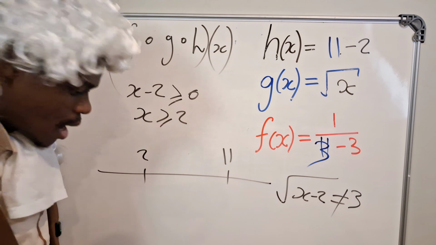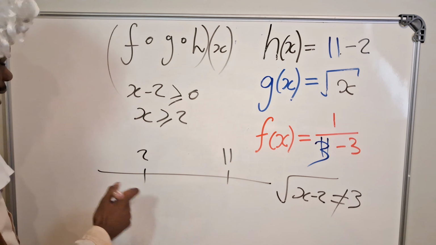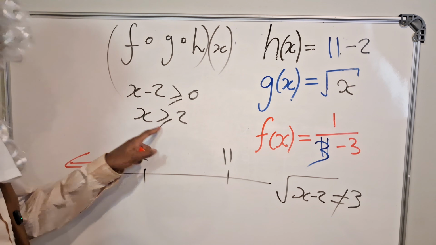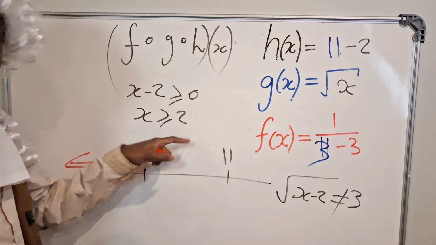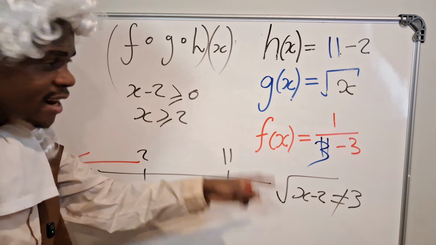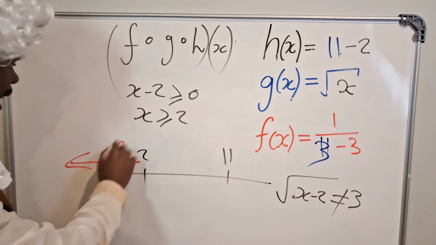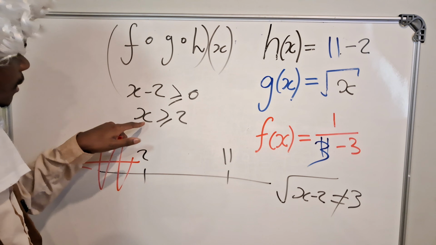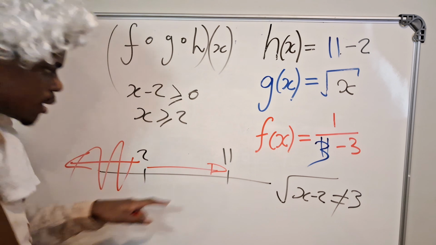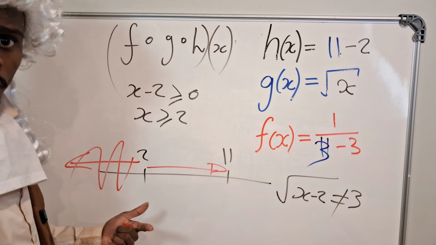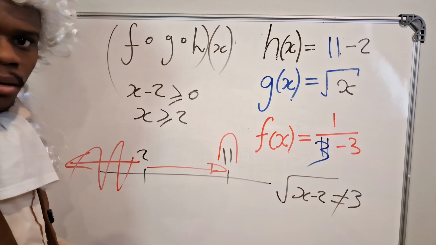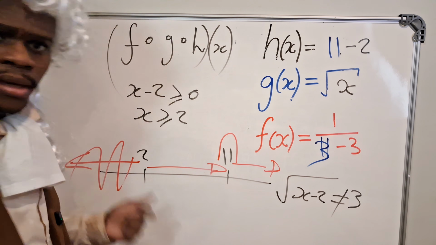Now let's check them out. Anything to the left of 2 does not work. Why? Because x has to be greater than or equal to 2. You can try it out. Take any number less than 2. It's not going to work. It's going to crash somewhere there. So this side does not work. But x can be greater than or equal to 2, so x can be all these values here. But it cannot be equal to 11. So we're going to skip 11, and then we're going to carry on over here.